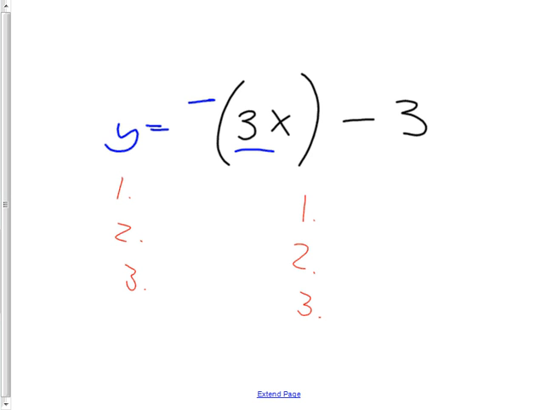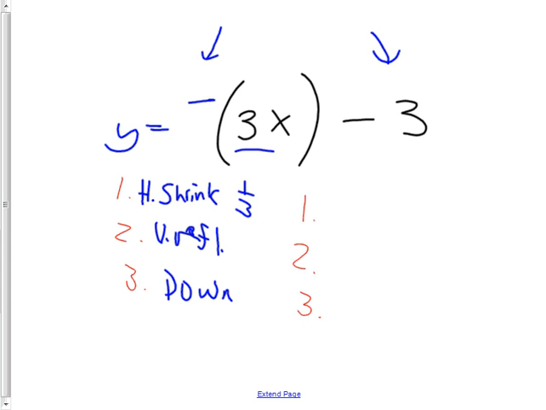That means you would do a horizontal shrink factor 1/3 first. And the second thing you would do would be to go out here and do it in the normal order of operations. That's first and that's second. So that would be a reflect, and it's up, down, so it's a vertical reflect. And then the last thing would be down 3.